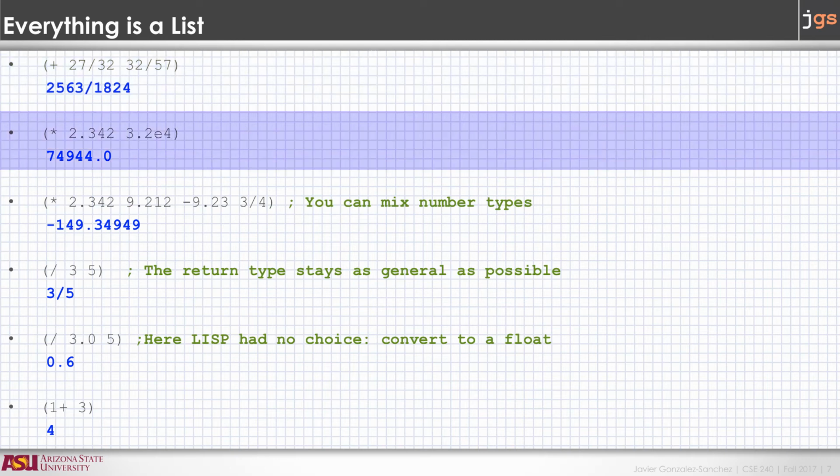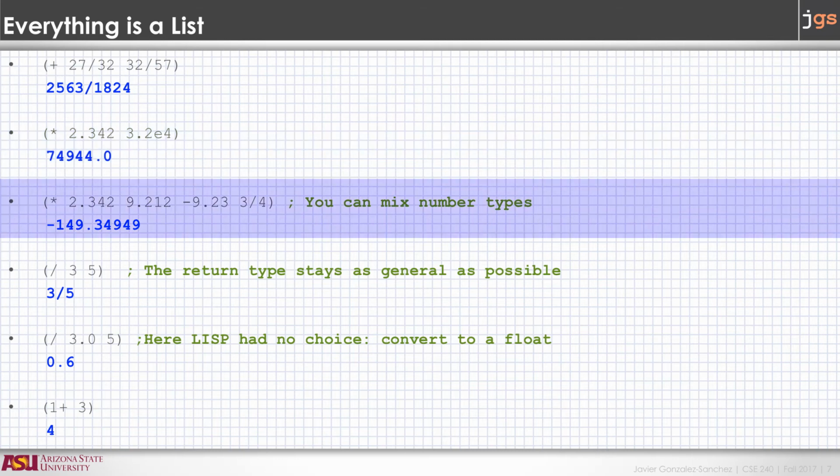In the next example, we are doing the multiplication of two floating point numbers. The result is going to be a floating point number. In the next example, we are doing the multiplication of four numbers. And as you notice, there are two positive floating point numbers, then a negative floating point number, and then a fraction. The result of that multiplication is going to be this floating point number, and it's going to be negative.